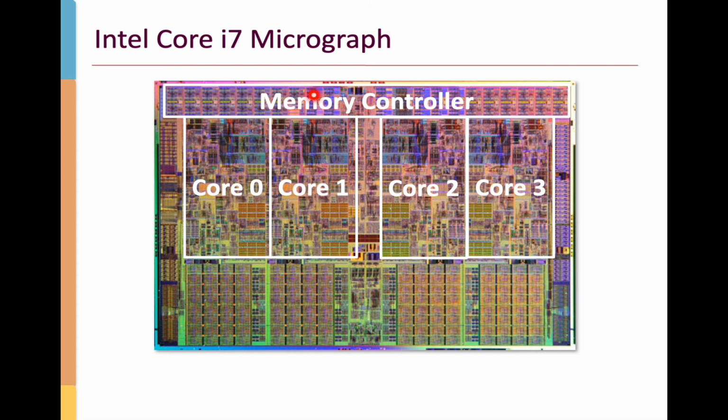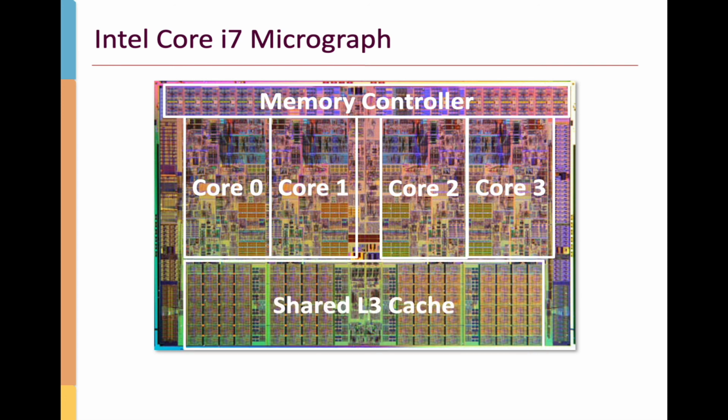Circuitry up here is the memory controller. So this was the interface to the rest of the memory system. So when we want to fetch something out of main memory or talk to the I/O bus, it's going to go through the circuitry up here. And then down at the bottom is the L3 cache. You can see that this is quite a lot larger than any of the caches that might be inside these cores.